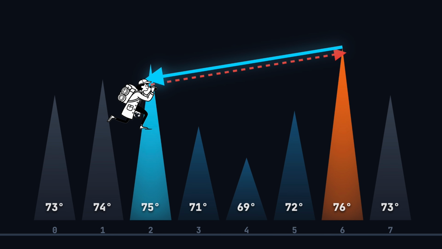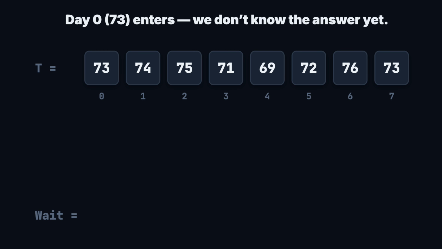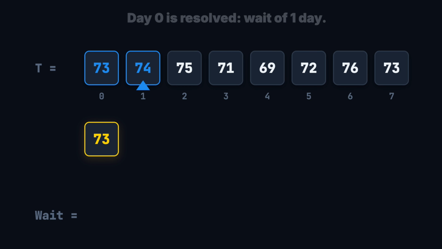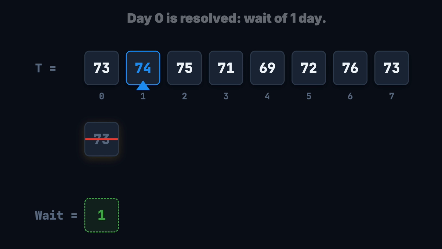We need a way to keep track of days we have already seen that are still waiting for the warmer temperature. Let's see what happens as we process each day, starting with day 0. The temperature is 73. We don't know the answer yet, so it waits. The next day is 74, which is warmer. So day 0 is resolved with a wait of 1 day.